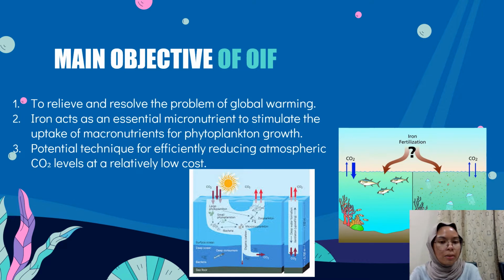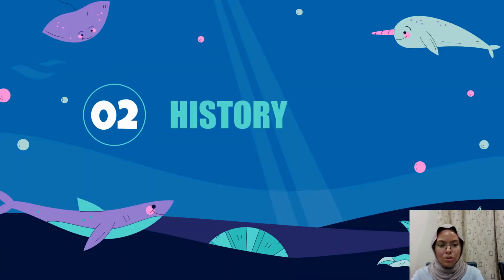Okay, the main objective of ocean iron fertilization is first to relieve and resolve the problem of global warming. The second, iron can act as an essential micronutrient to stimulate the uptake of macronutrients for phytoplankton growth. The third, it is also a potential technique for efficiently reducing the atmospheric carbon dioxide levels at a relatively low cost.